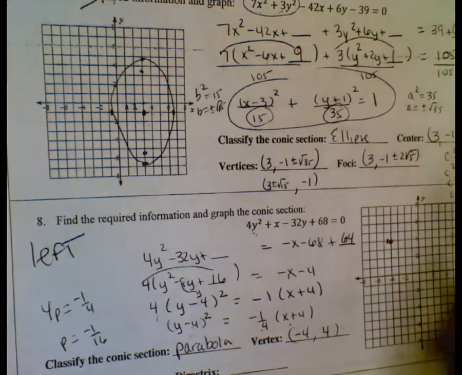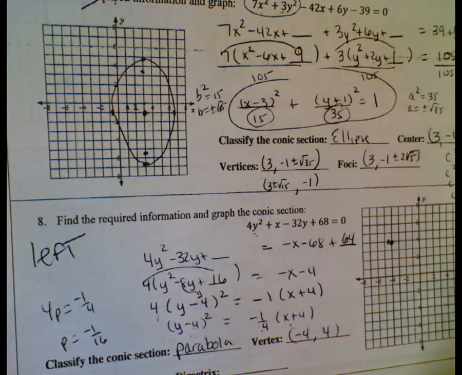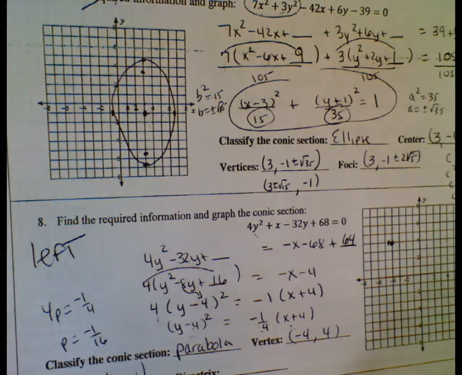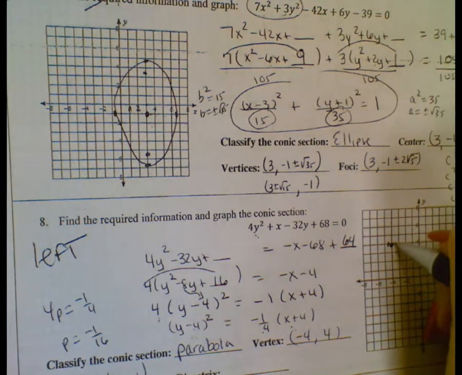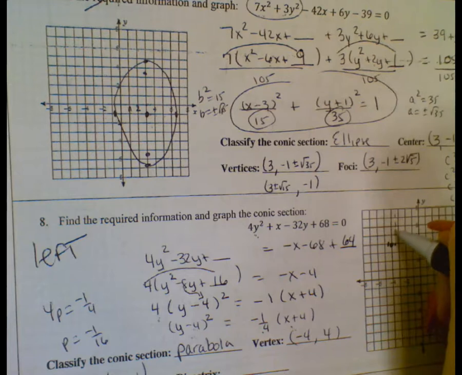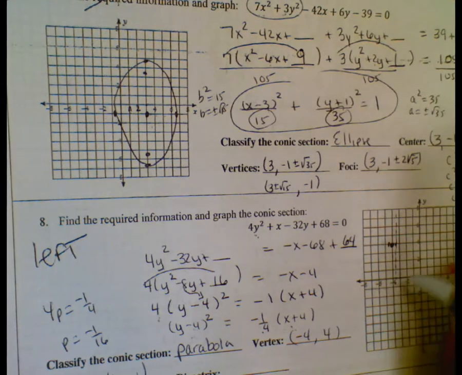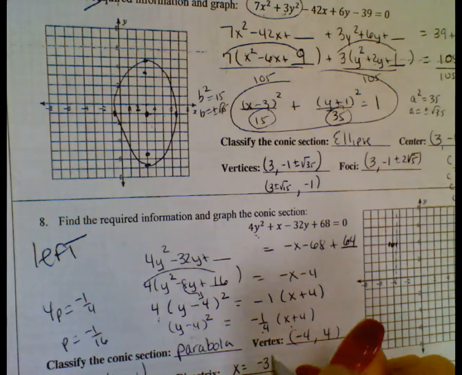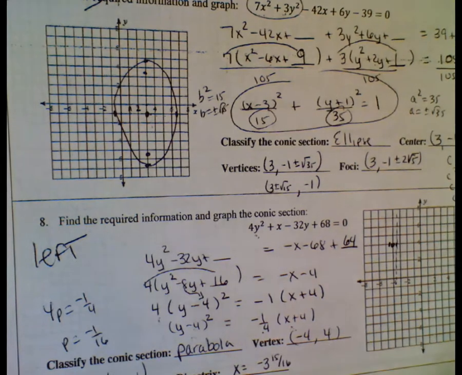So what is that point? It is -4 and 1/16. And then the same y coordinate, 4. The directrix is 1/16 the other way, but it's a vertical line. So that is x equals -3 and 15/16.